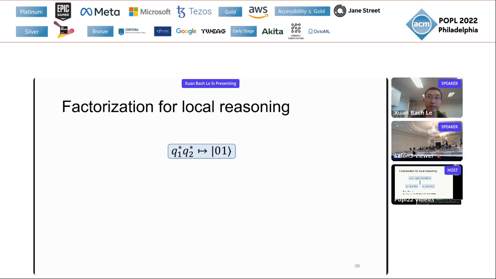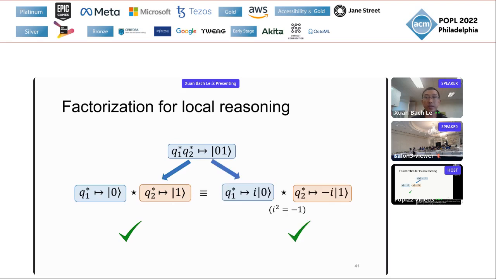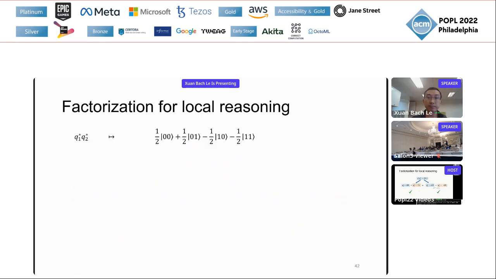For example, if our state of Q1, Q2 is 0, 1, then of course we can factorize it into 0 for Q1 and 1 for Q2. Another factorization is I times 0 for Q1 and minus I times 1 for Q2, where I is the imaginary number. Both factorizations are semantically equivalent and do not affect the correctness of the programs.